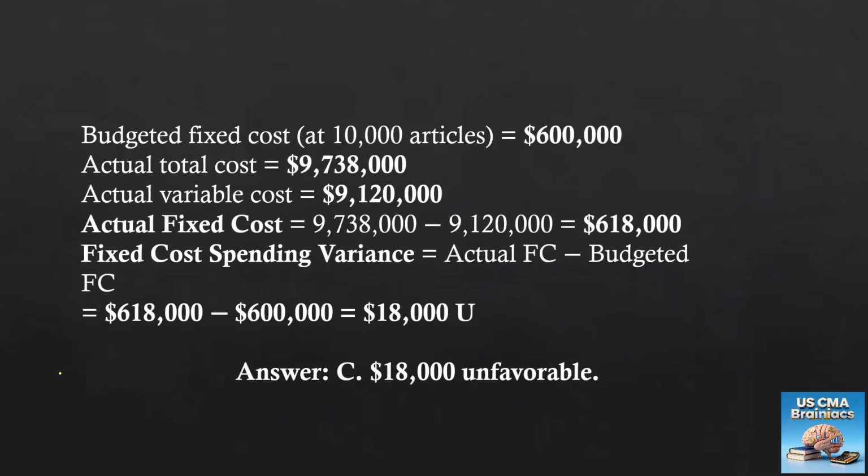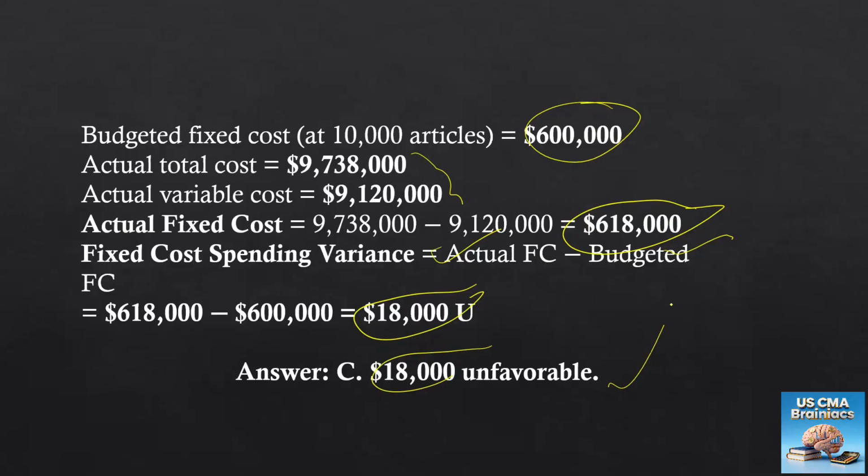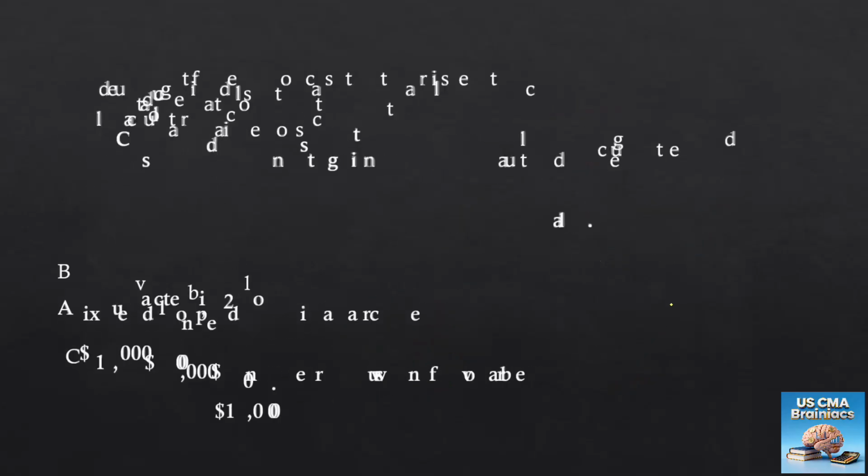Let's check. The budget is 600,000. There is the total cost and variable cost. They subtract, giving the fixed cost minus budgeted. This is the formula. Put the formula in and get the answer, that is 18,000. Clear? Okay. Next question.